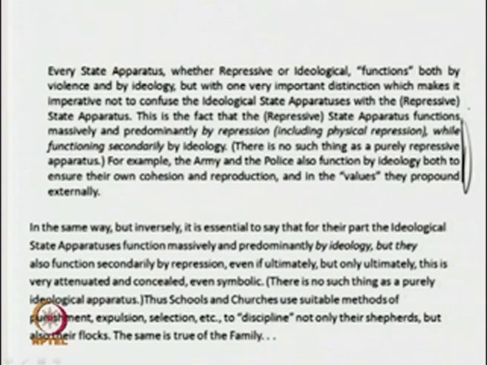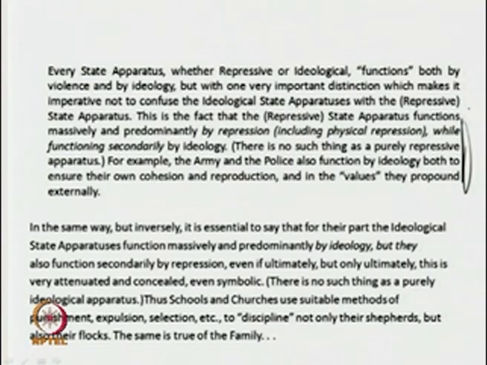Remember, I said that there are many critics today who would like to tell us that there is so much violence in ideological state apparatuses, so much violence in the education system, in the legal system, in the judicial system, in the family in fact, that you can't call it an ideological state apparatus, at least in a simplistic way. Therefore, again reading, "thus schools and churches use suitable methods of punishment, expulsion, selection."